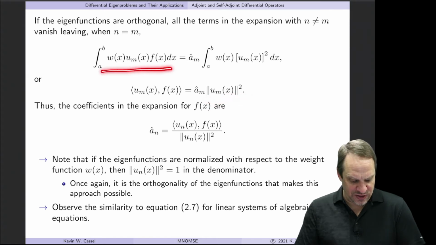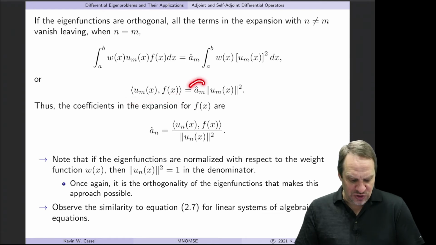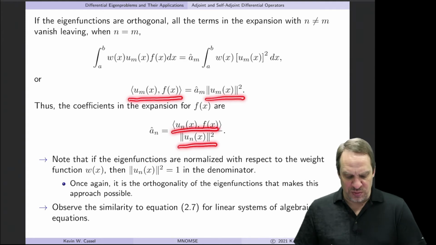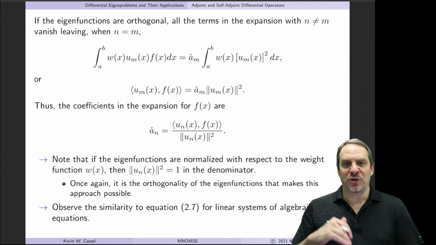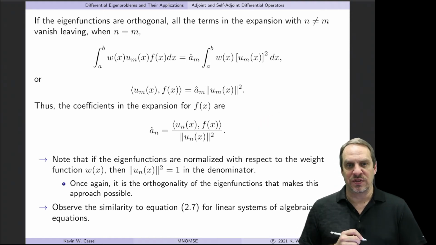And then on the left-hand side, that's the inner product of u sub m with f of x. So the coefficient that we're looking for, a sub m or a sub n, doesn't matter which, a sub n hat is simply then the inner product of u_m with f of x over the square of the norm of u_n. And if you look back in our earlier examples, this is exactly what we did in those cases as well. This is just the general form of it.